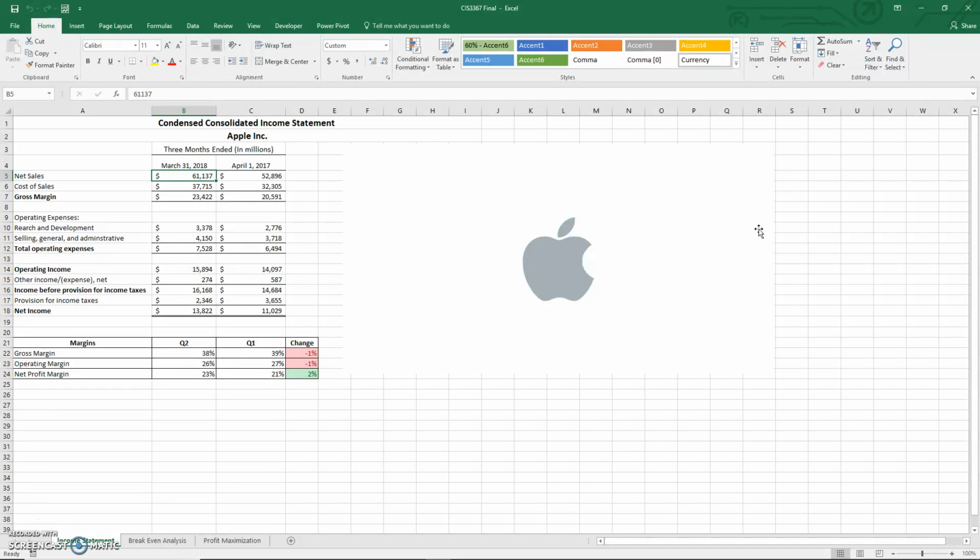As an introduction for those who may not know, an income statement is a document that presents the financial results of a business at a specific point in time. The main components are revenues, expenses, and net income or loss.